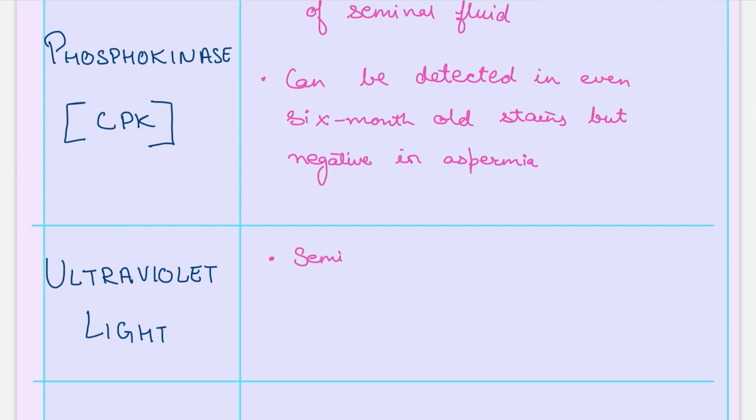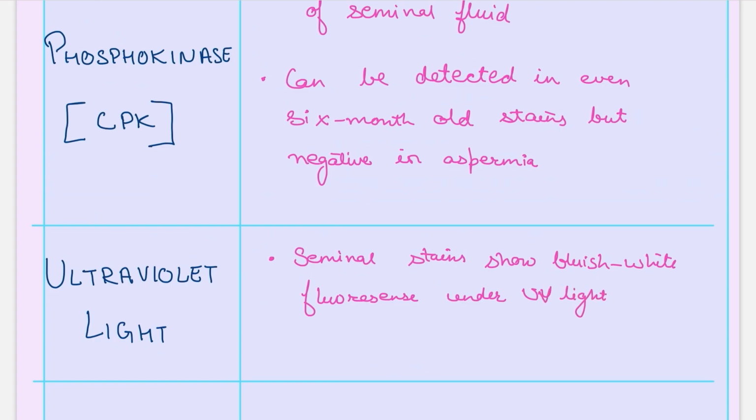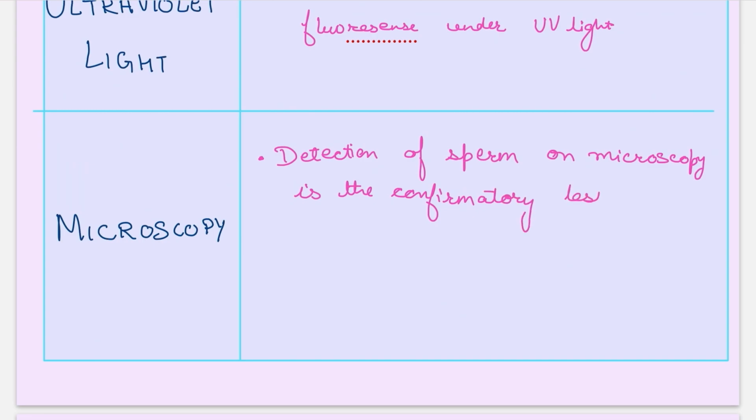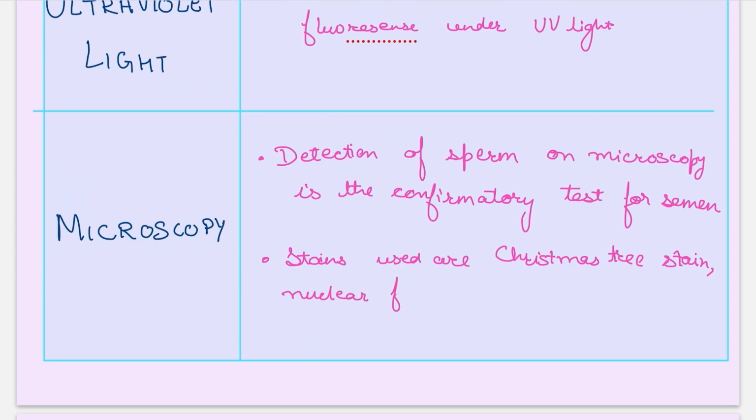Next, let's talk about ultraviolet light. Seminal stains show bluish white fluorescence under UV light. Now let's move ahead and talk about microscopy. Detection of sperm on microscopy is the confirmatory test for semen. Stains used are Christmas tree stain, nuclear fast red dye, picro indigo carmine, and methylene blue.